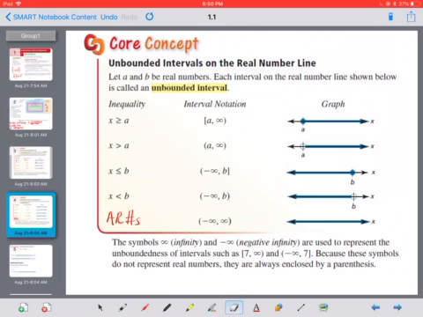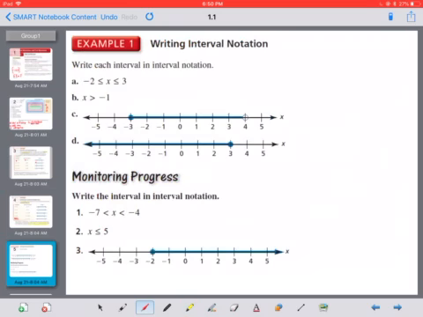Because these symbols do not represent real numbers, the infinity things, you can't really touch infinity. You think you get there and then there's more because it's infinite. It doesn't stop. So you'll never be able to touch it. And since you can't be infinity, infinity or negative infinity always get a parenthesis. Okay, that's a very important thing. Always get a parenthesis.